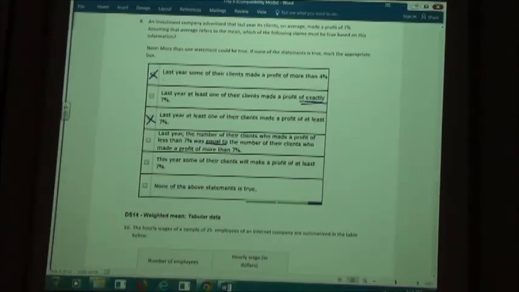Can we say the two things are equal just because we know the mean? No, we can't, right? The mean is the average. It doesn't mean it splits it in half. That's the median. So no.